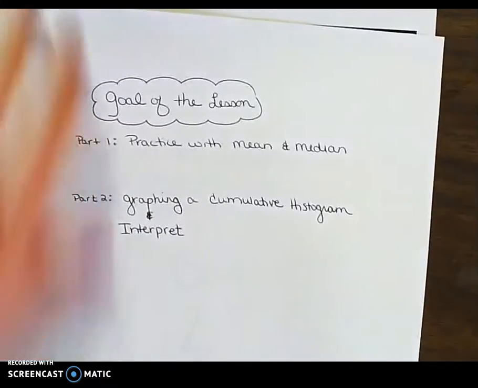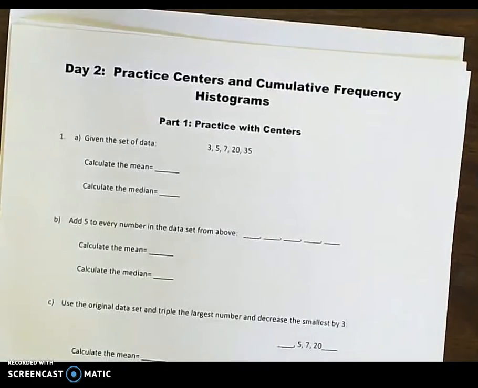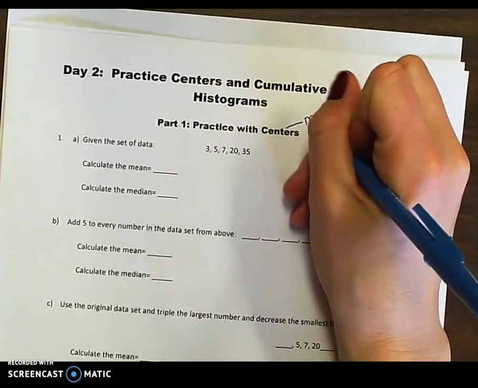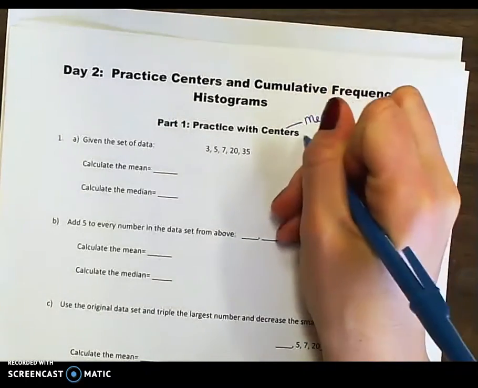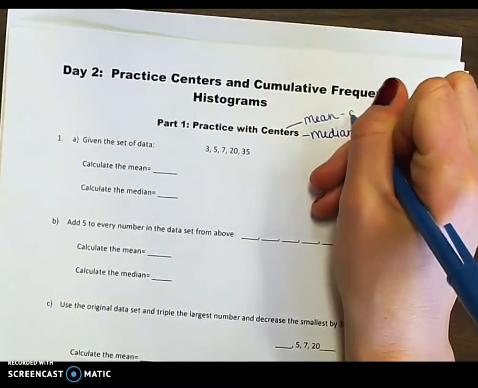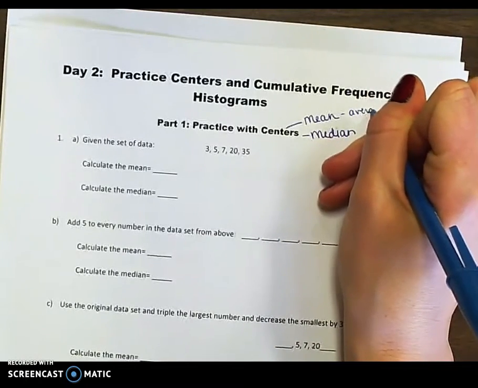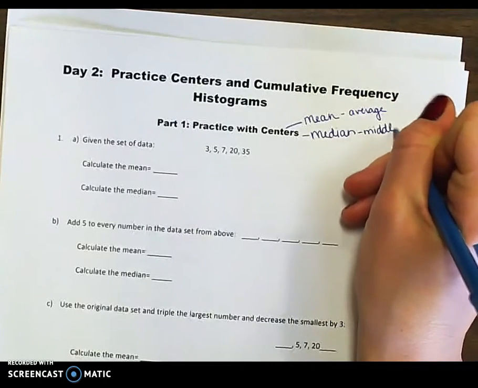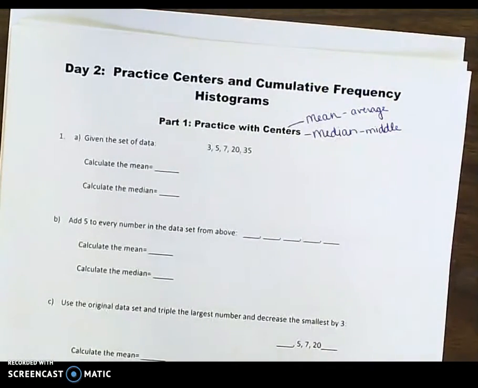All right, so let's jump right into our lesson for today. So here we go, day 2, practice with our centers. All right, so we have to remember a center. We measure our center in 2 different ways, using the mean and the median. Remember, the mean is the arithmetic average. All right, and the median is going to be the middle number when your data is in ascending order.